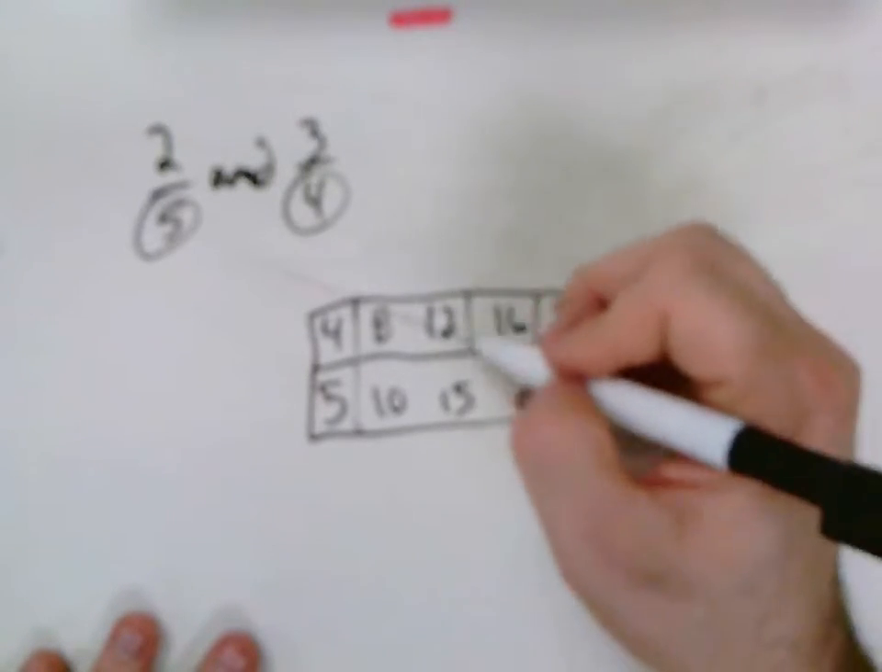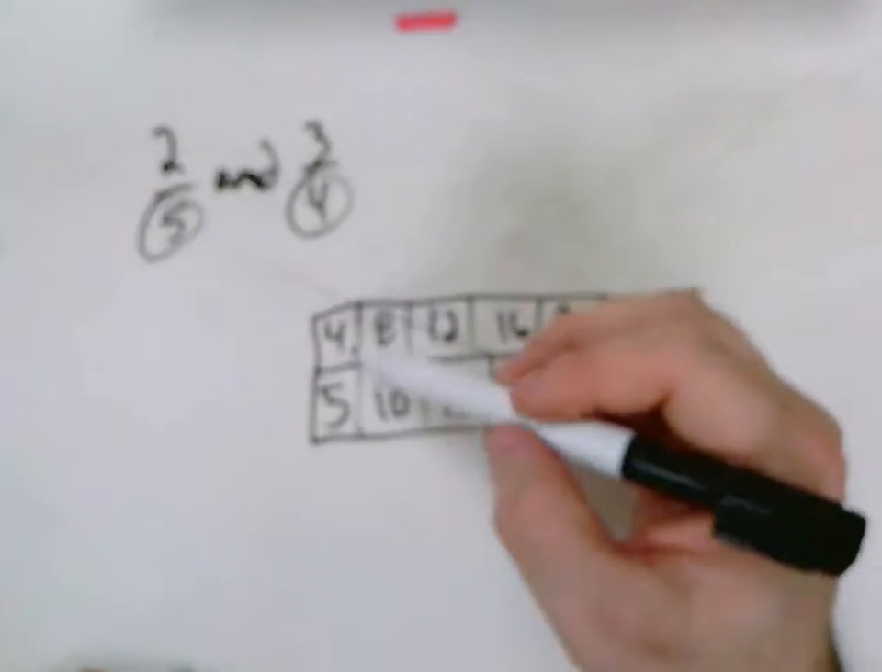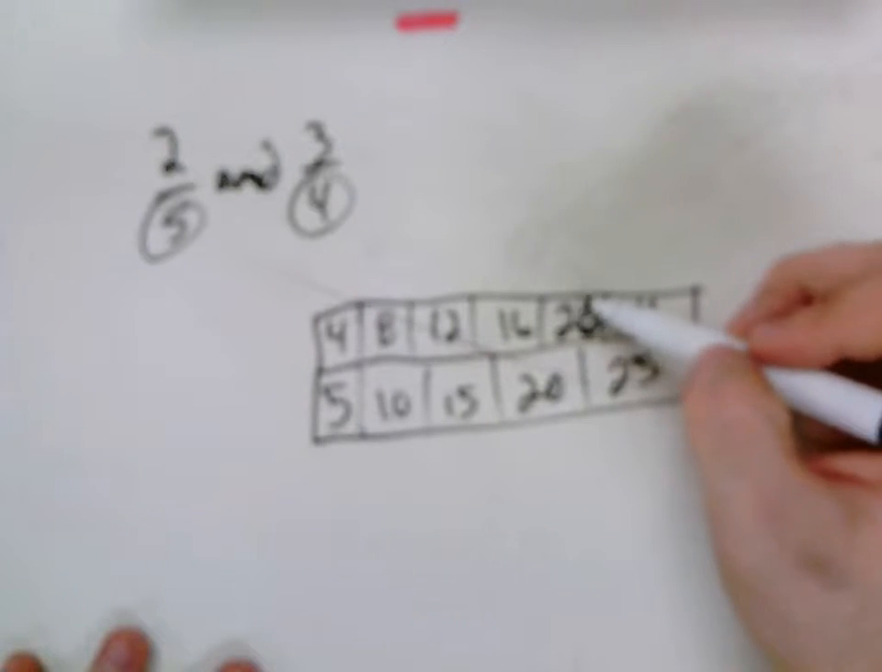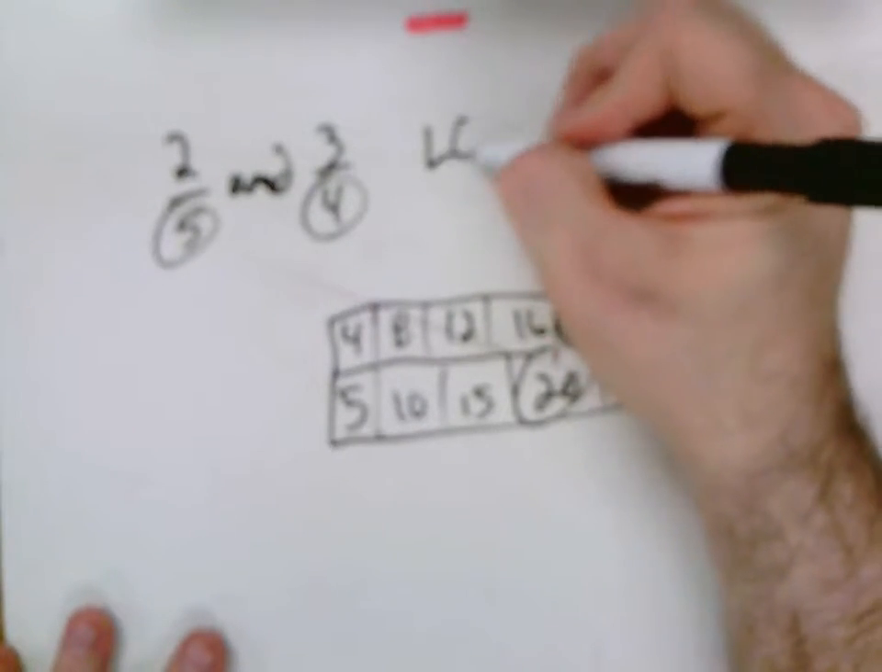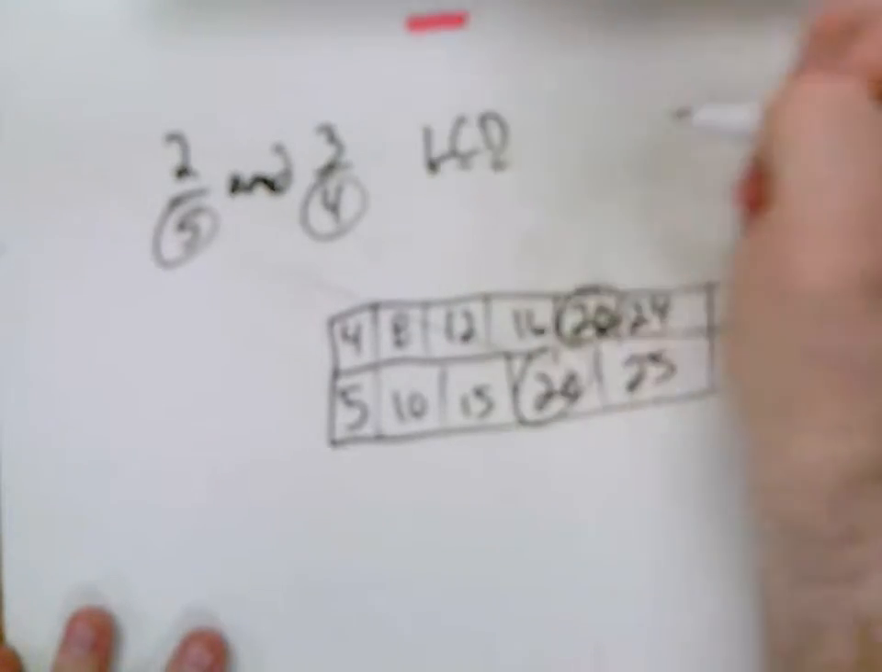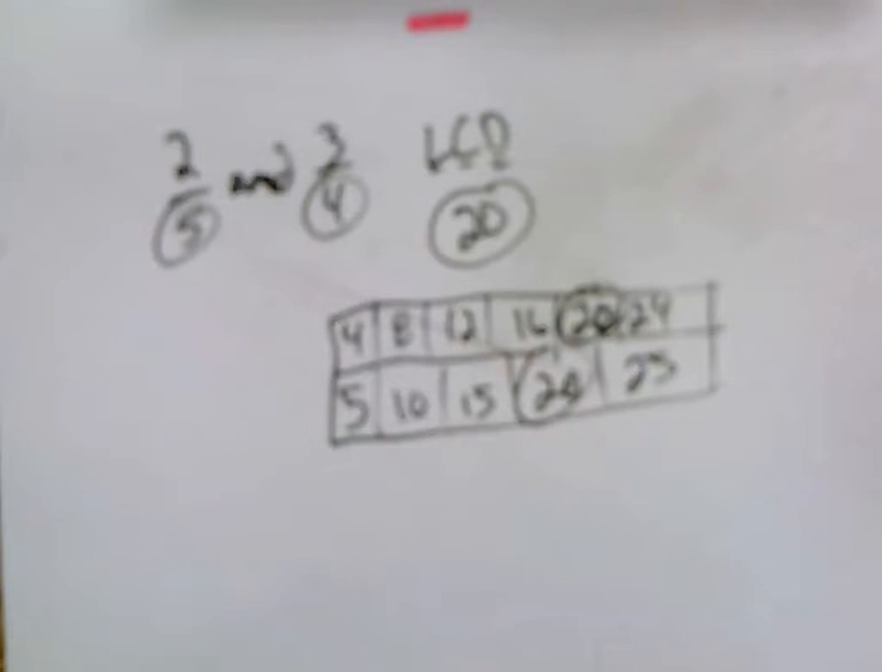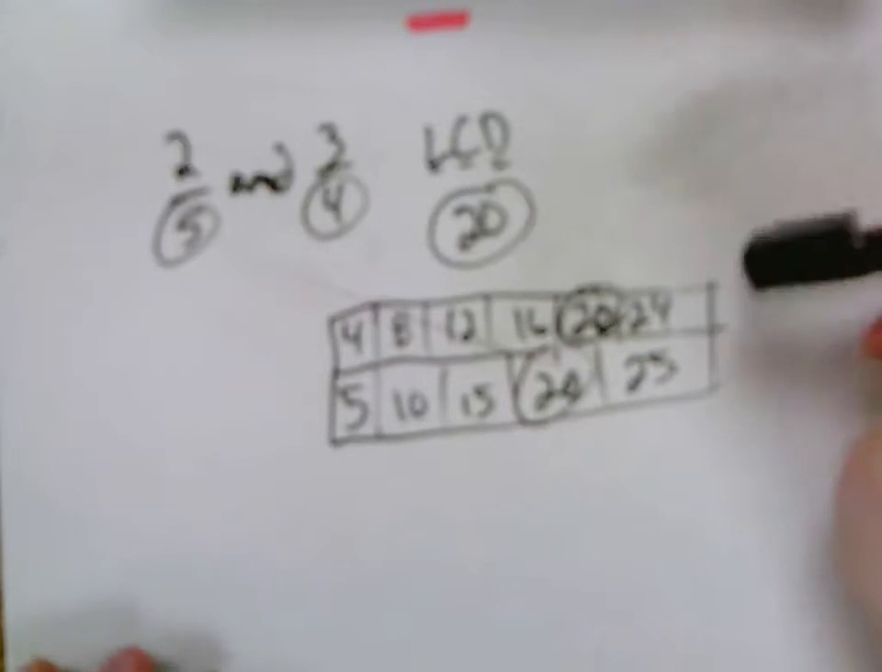All right, go ahead and put everything in a box. And I know my 5's rule is that it must end in a 0 or a 5, so as soon as I get to one that has a 0, 20 and 20. So the LCD, or least common denominator, will be 20. In questions 1 through 8, you do not have to rename the fractions. So you just have to write 20 as your answer for that one.